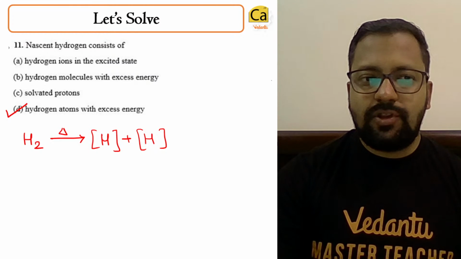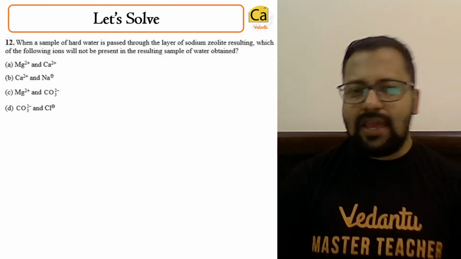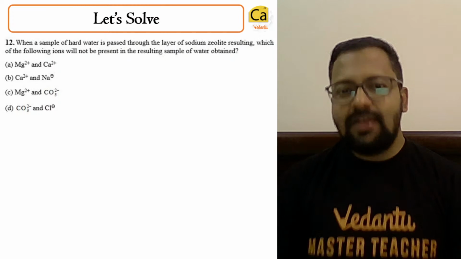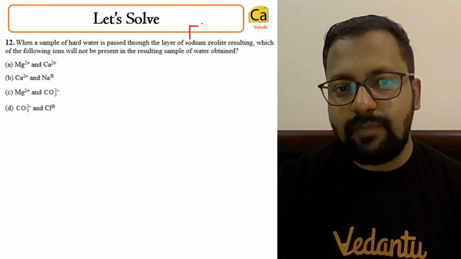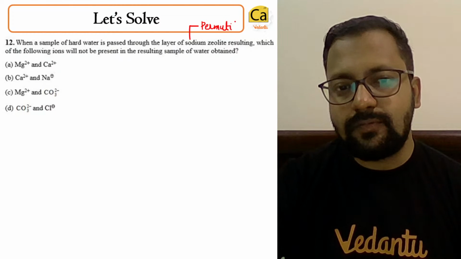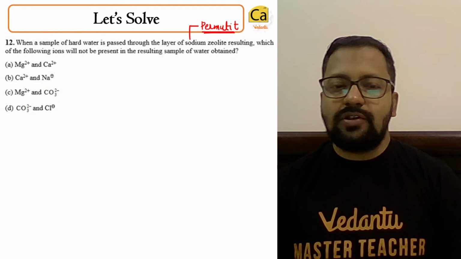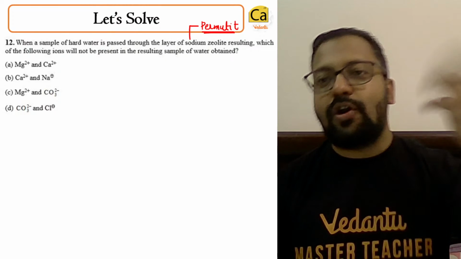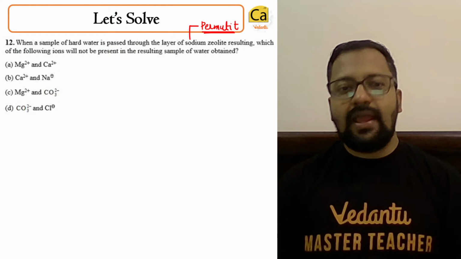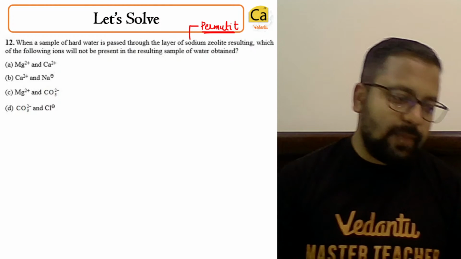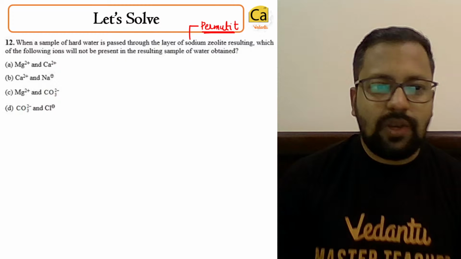Let's move on to the next question. When a sample of hard water is passed through a layer of sodium zeolite, which is known as permutate, sodium zeolite is nothing but permutate. Which of the following ions will not be present in the sample of water which is obtained? So you take a sample of water, pass it through a layer of permutate, and then which ions will not be present in water?